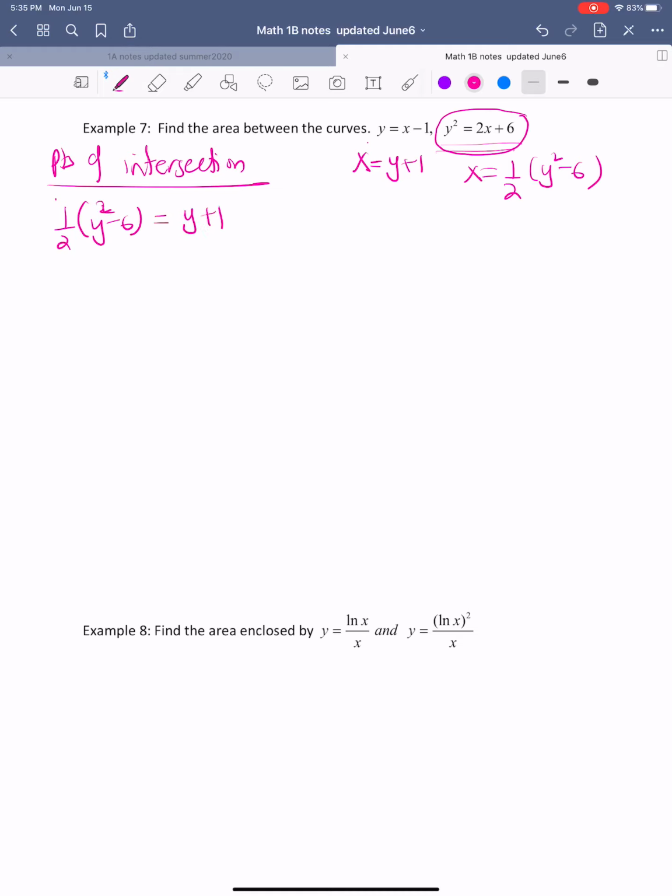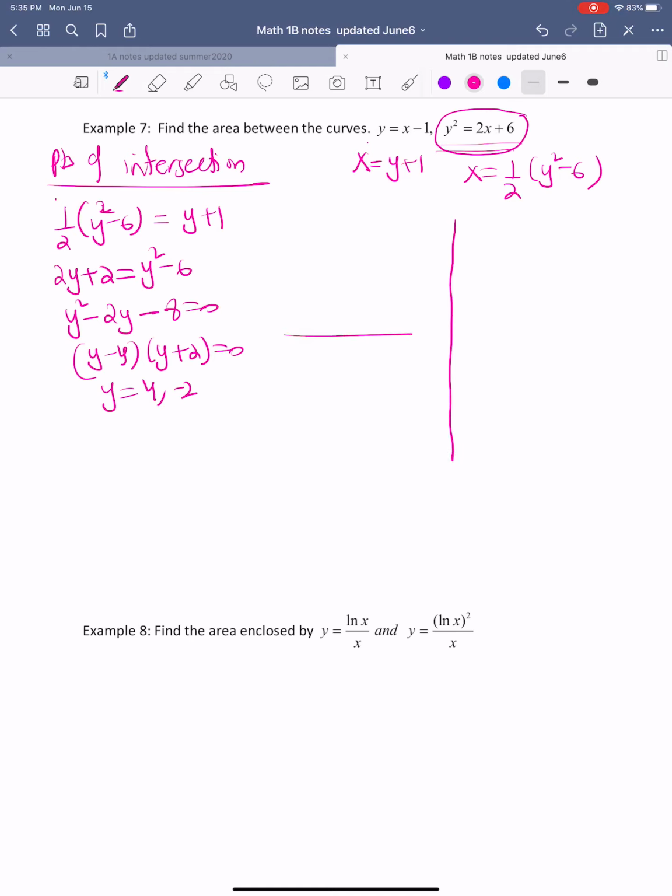Let us simplify. This gives me 2y plus 2 equals y squared minus 6, so y squared minus 2y minus 8 equals 0, which factors as y minus 4, y plus 2 equals 0, so y equals 4 and negative 2. So my points of intersection are 4 and negative 2.